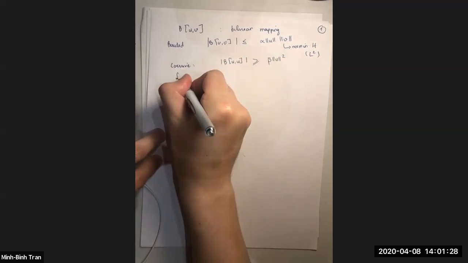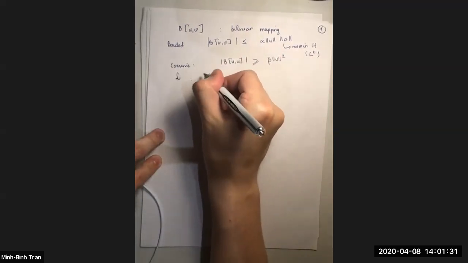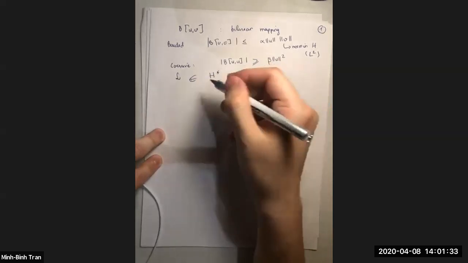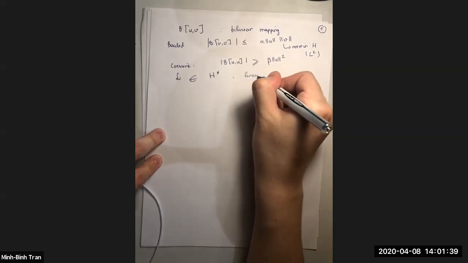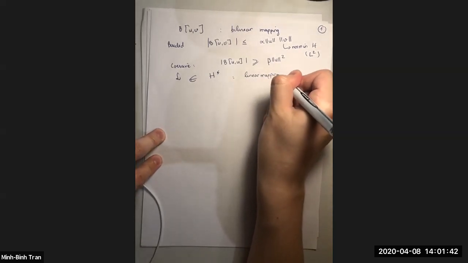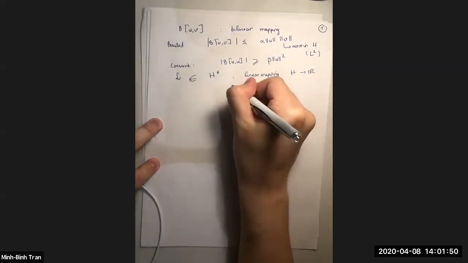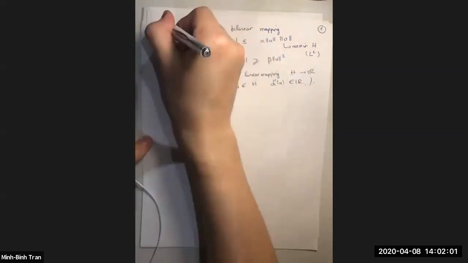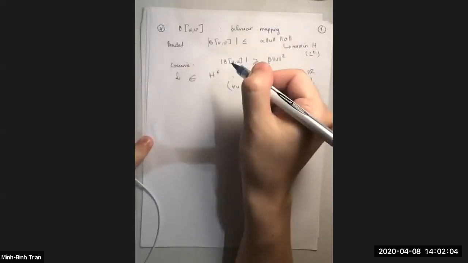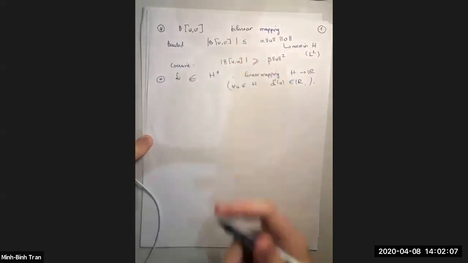So we consider L, which is in H star, which means that this is a linear form, a linear mapping from H to R. So you take a u in H, and L(u) is a number in R. This is the hypothesis on B, and this is the hypothesis on L.